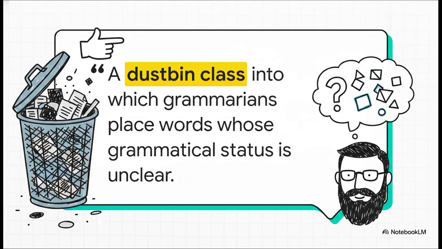And this brings us to a really famous observation by the brilliant linguist David Crystal in the Cambridge Encyclopedia of Language. He straight up called the adverb a dustbin class into which grammarians place words whose grammatical status is unclear. It's funny, but it's absolutely true. Historically, if a word didn't fit neatly into a tidy box like noun, verb, or adjective, bam, traditional grammarians simply tossed it into the adverb dustbin.